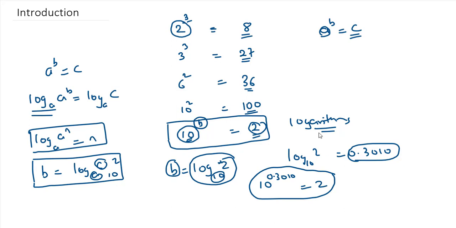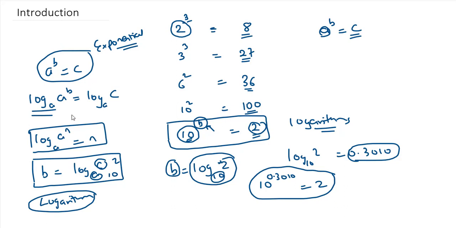So this is where logarithms come in handy, where it is not possible to directly identify the value of b, or to what power the base has to be raised in order to get a certain value. This format, a raised to b equal to c, is called the exponential format. And this format, b equal to log c to the base a, is called the logarithm format.